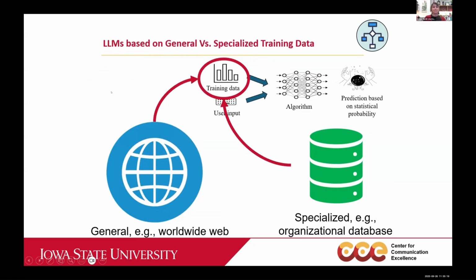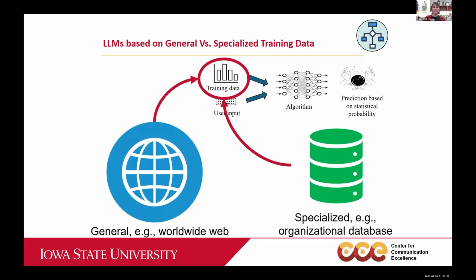There are also important distinctions between training data types. There are general training data sets and specialized training data sets. A good example of a general one would be the World Wide Web. So famously, the GPT large language models, which stands for generative pre-trained transformer, are open models. They just scraped the entire internet and then made that the training data.